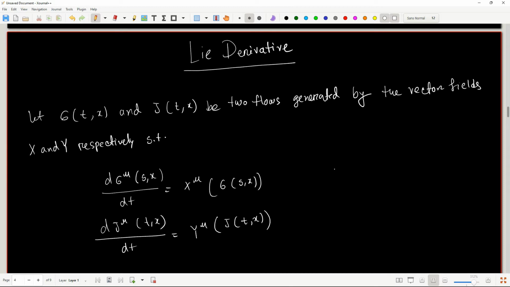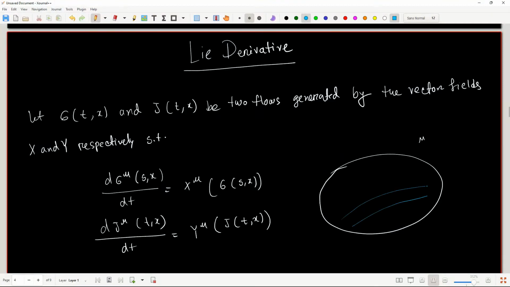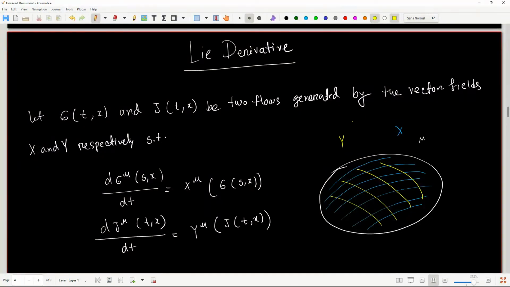if we have a manifold like this, let's say, and let's say these blue lines are the flows generated by x, and the yellow lines are the flow generated by the vector field y.